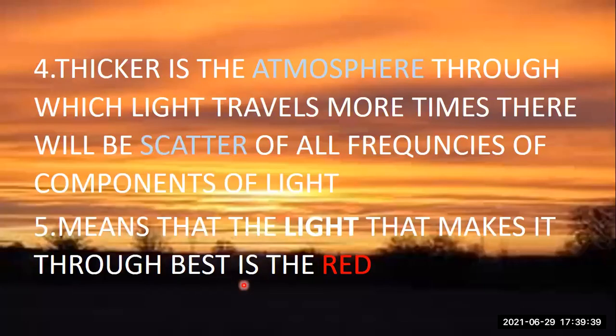The thicker the atmosphere through which the light travels, the more scattering there will be of all frequency components of light. This is the main requirement if you want to see more scattered colors of the light: the atmosphere must be thicker. It means that the light that makes it through best is the red light, the color that gets through the atmosphere the most.